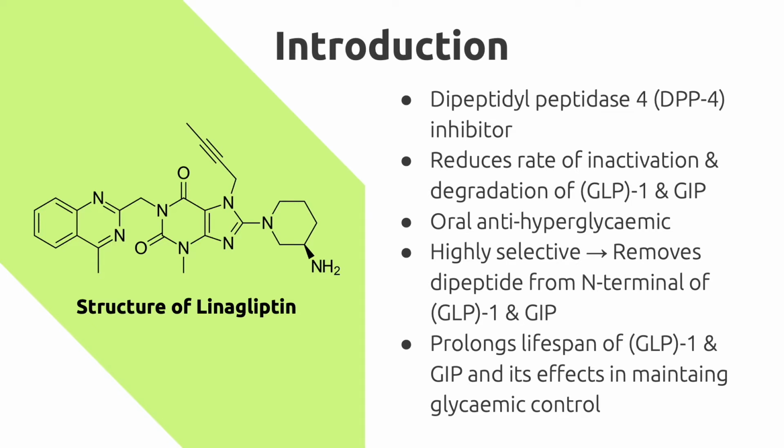First introduced in 2011, Linagliptin is an oral anti-hyperglycemic drug taken in the treatment of type 2 diabetes mellitus, abbreviated T2DM, to give patients a better control over their glycemic levels. Linagliptin is a highly selective molecule that targets and removes a peptide from the N-terminal of GLP-1 and GIP respectively. In doing so, Linagliptin prolongs the lifespan and thus the effect of these oligopeptides in maintaining glycemic control after a meal.